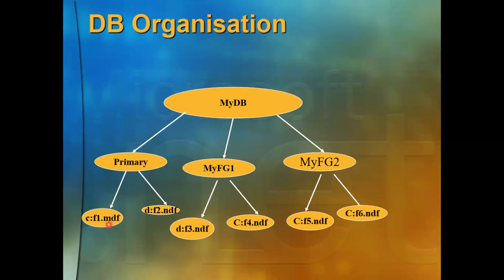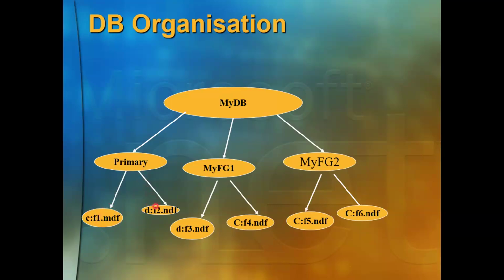Now, why are the extension names different? Because this indicates that this file will contain mainly metadata, not data. Like for example, a table is there, the name of the table, how many columns the table has, the names of the columns, how many indexes the table has. We will be covering in brief what an index means. So all that information will be present in the primary file.